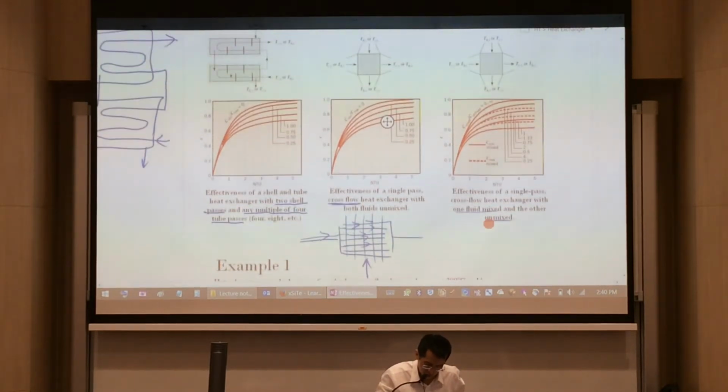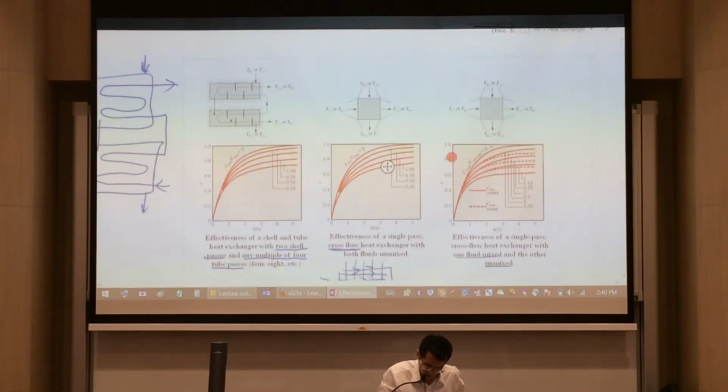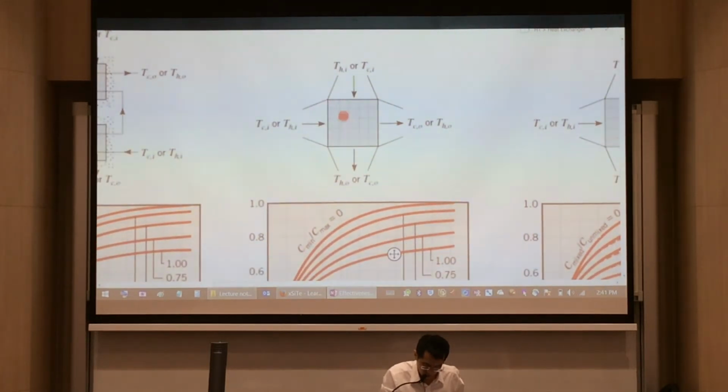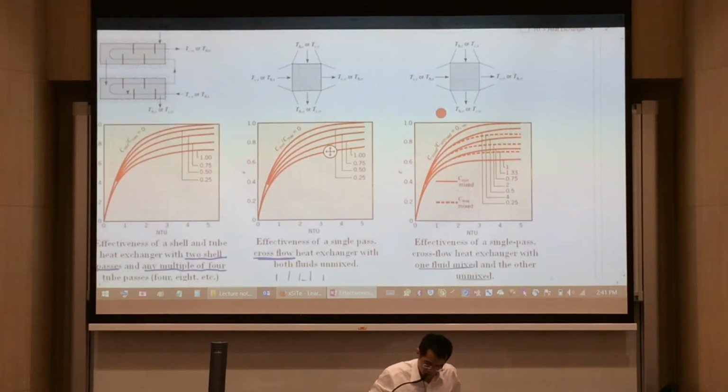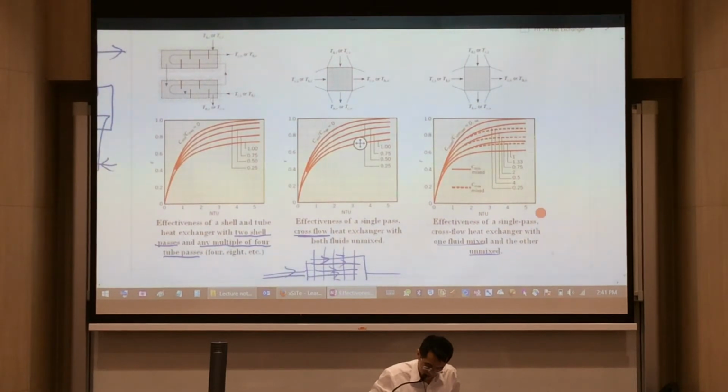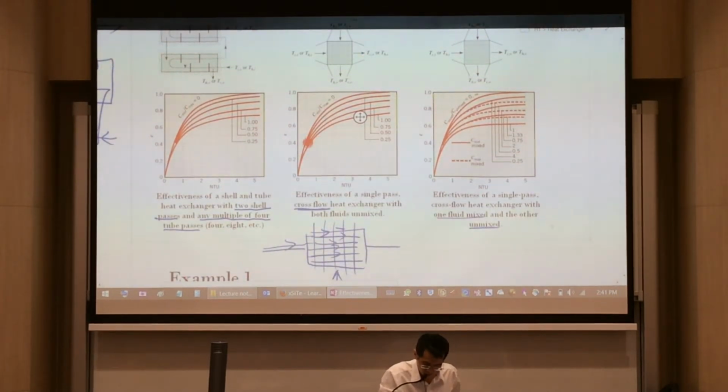So symbolically, it's written. I'm not sure, could you see it? Maybe I'll just increase it. You can see this grid to represent both are mixed. And you see over here, there's no grid because one is mixed and the other one is unmixed. Okay. So for any one of these, you will get the following corresponding curves. That is again with the axis of epsilon versus NTU, epsilon versus NTU.